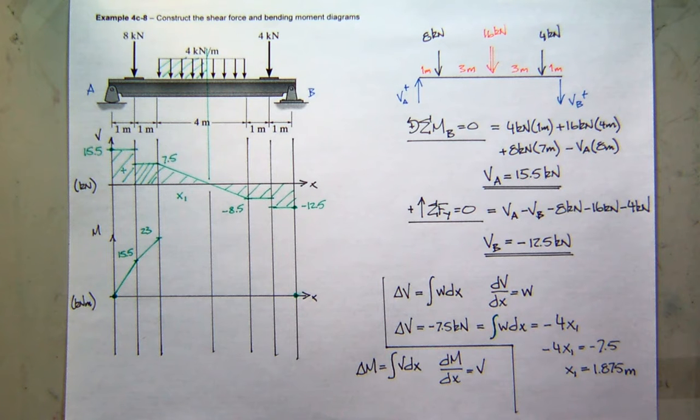Like 6 or something? 6 point something? 7 point something? What do you guys get?